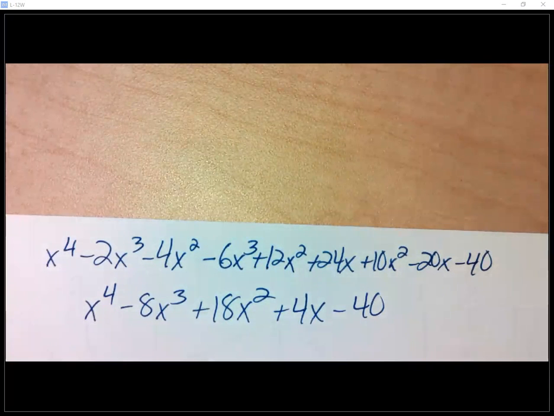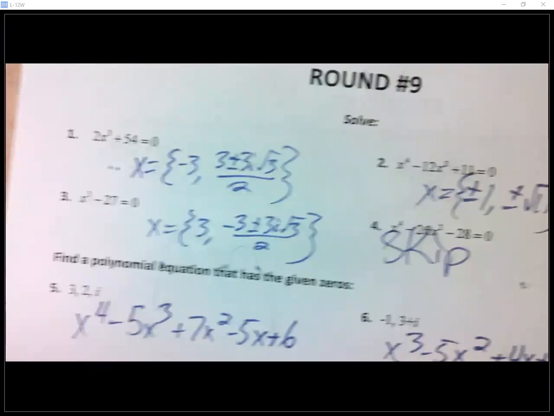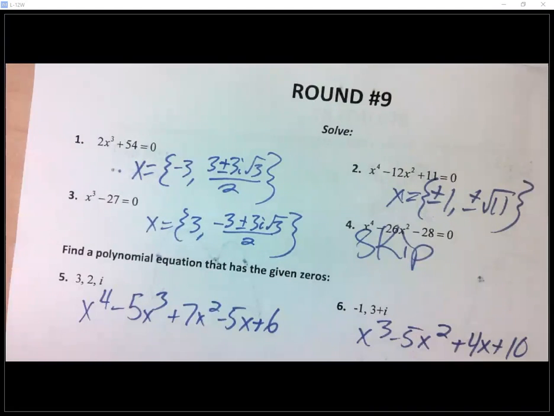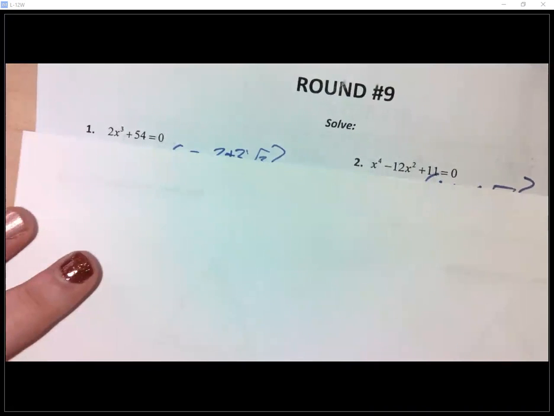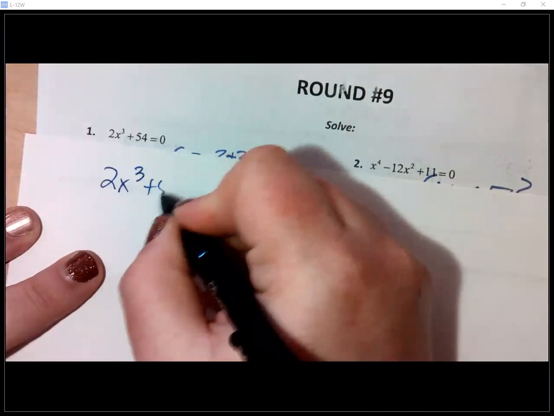Last one, my friends. Number 9. Here they are. Do you remember sum and difference of cubes? No. That's okay. I'll help you remember. So let's just do number 1, if you're trying to solve this one: 2x cubed plus 54 equals 0.